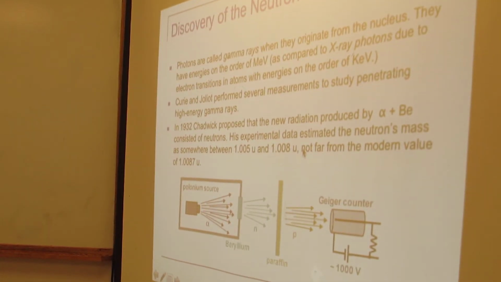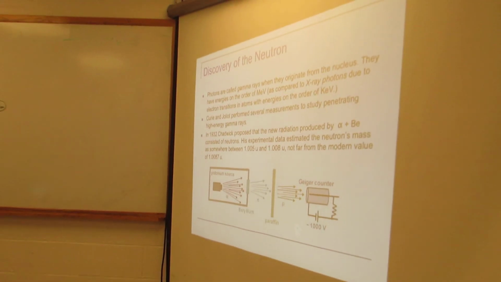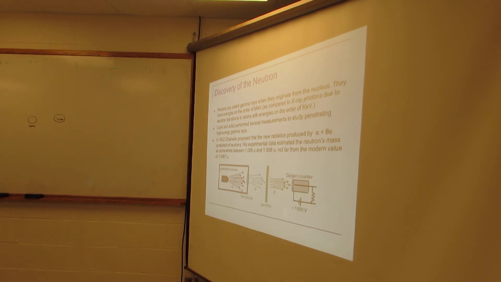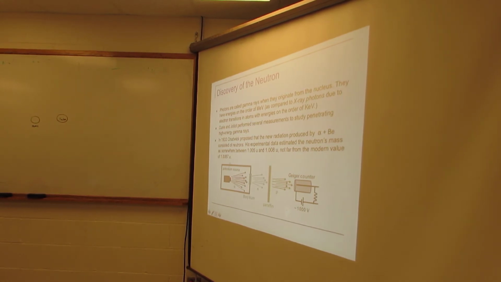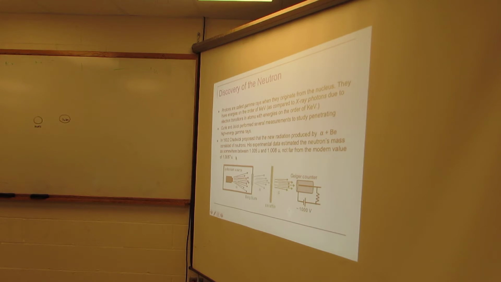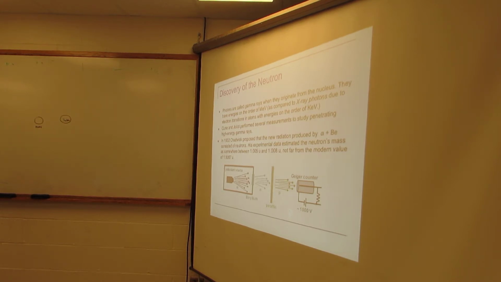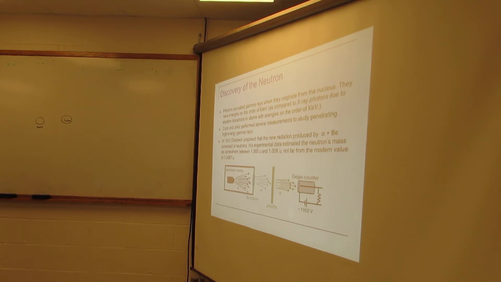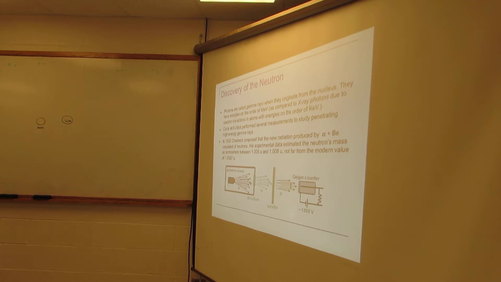Later, other people did the same experiment with more precision, and with modern techniques they found that the mass is 1.0087 U. This means it was not really that far from the value that was found. And also, with all these measurements, they were able to identify the gamma radiation that comes when the proton and the neutron are dissociated. When they are separating, the response is the gamma radiation.